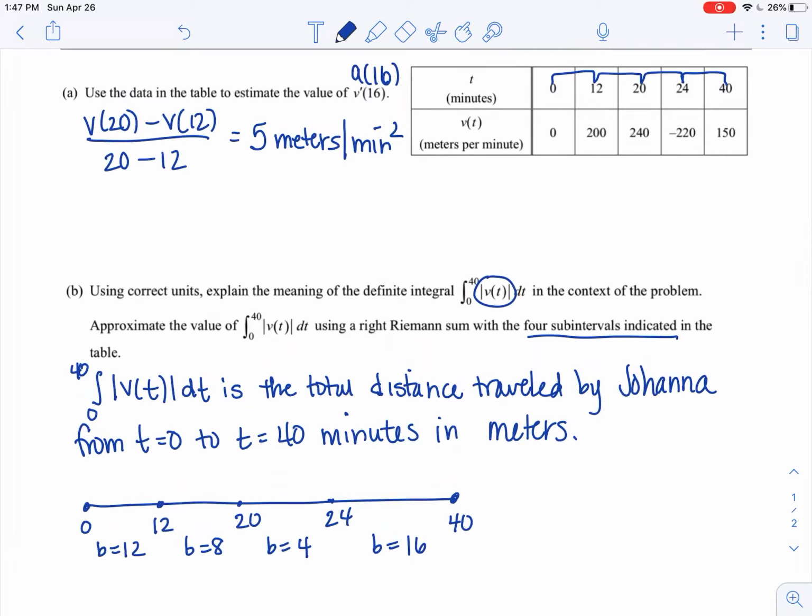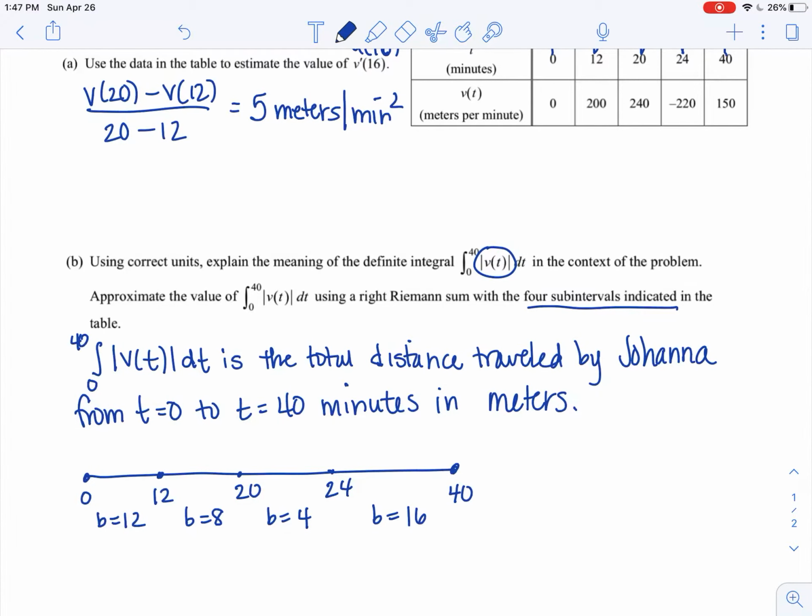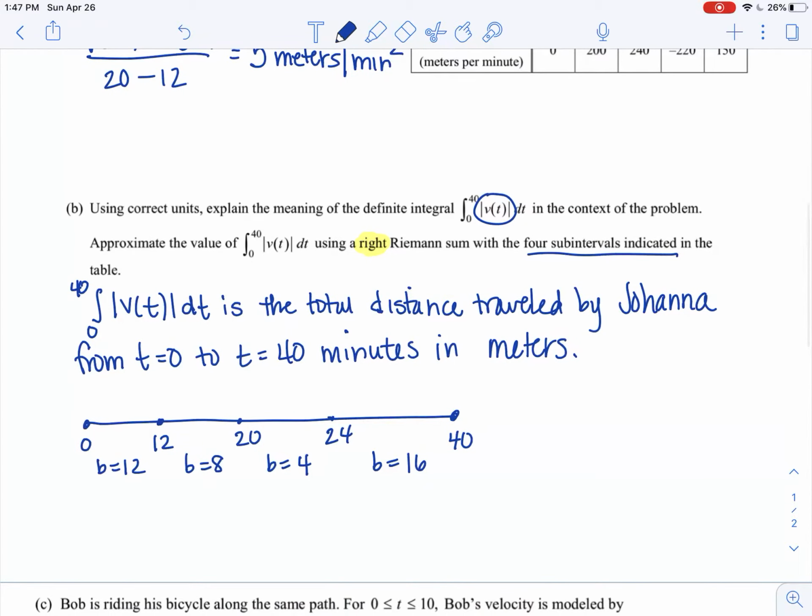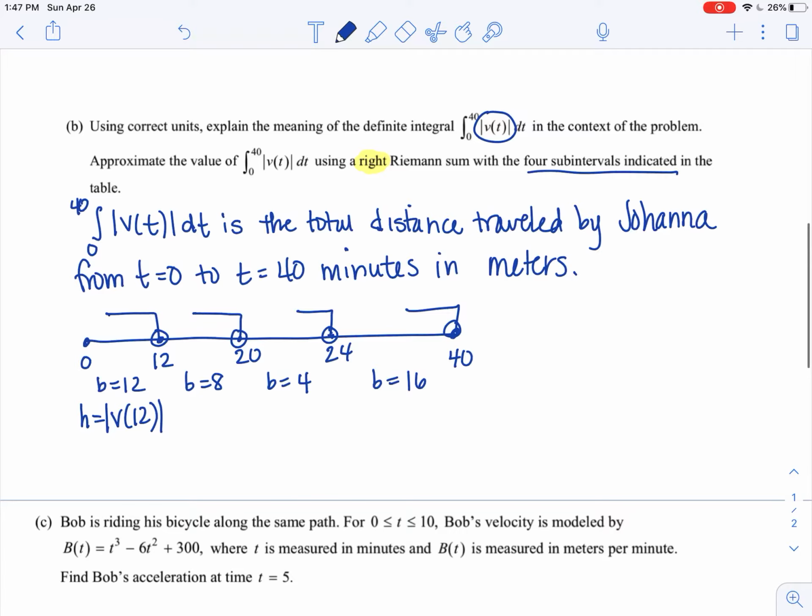So now also pay attention to the fact that this is the absolute value of the velocity. So each of your function values have to be absolute values of the velocities in that table. This is a right-hand Riemann sum, which means you're using the right endpoint for the height of each rectangle. So in the first one, it's the height based on the function value at 12. Okay, so that your height is the absolute value of v of 12. And then the next one, the absolute value of v20, and the next one, absolute value of v24, and then the last one, absolute value of v40, okay?